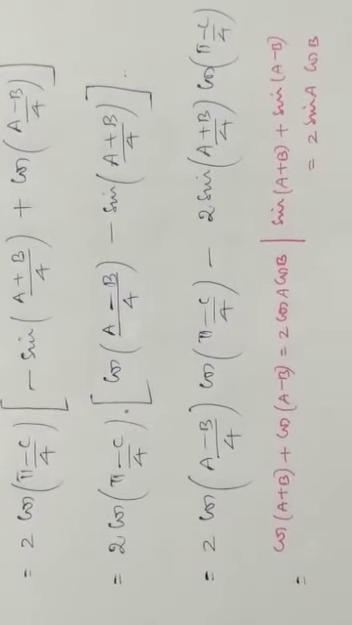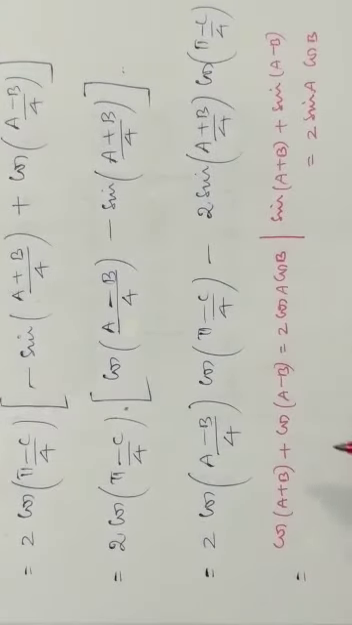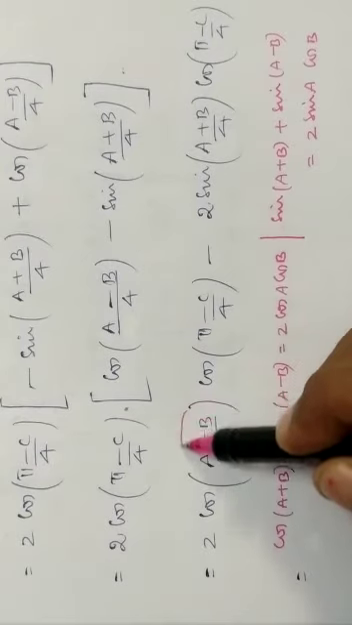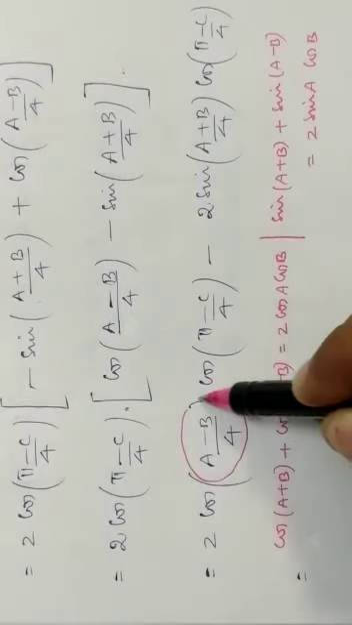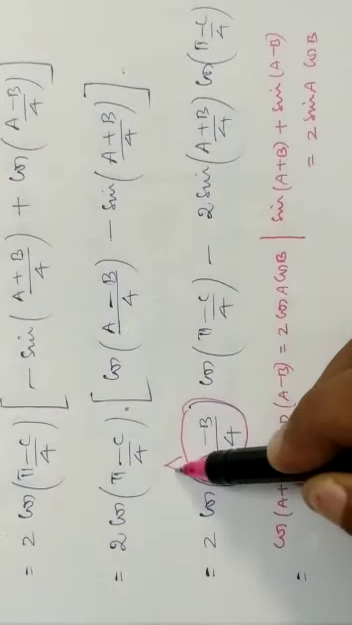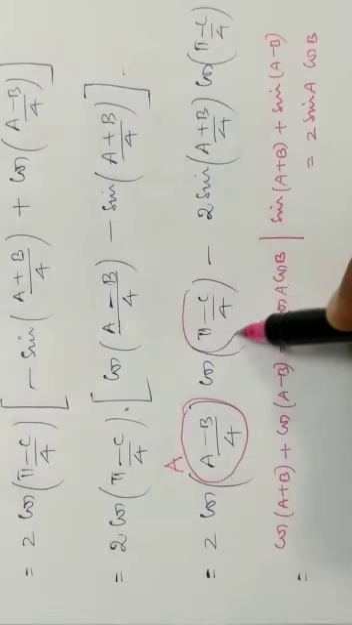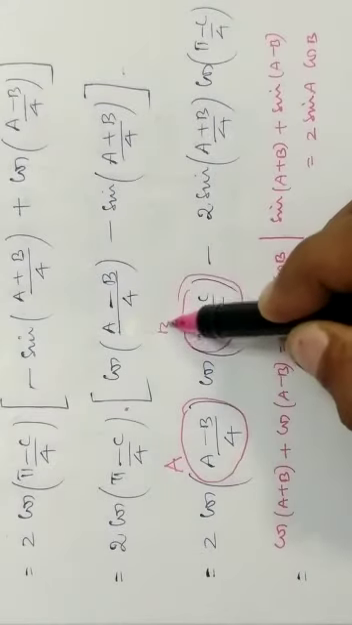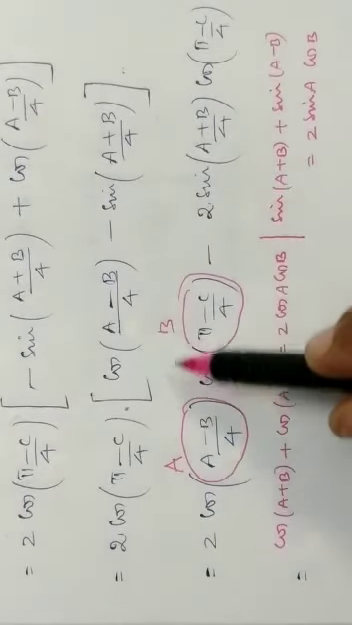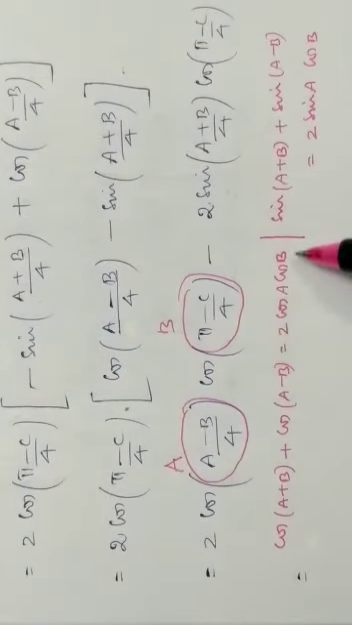If you observe, this is in the form of, take this as A, this as B. What is the formula? 2 cos A cos B. What is the formula of 2 cos A cos B? cos(A + B) + cos(A - B).